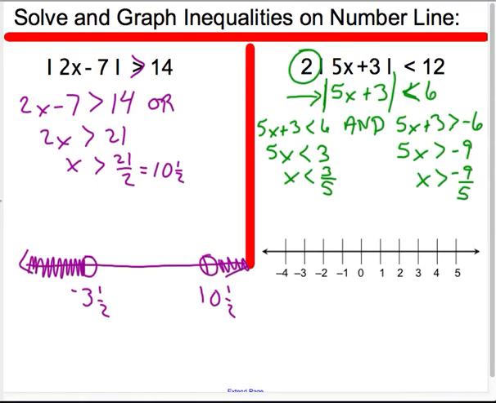So we've got the 3/5, which would be about here, and the negative 9/5, which is just shy of negative 2. If x is less than 3/5, that would shade this way. Greater than negative 9/5 would shade this way. So we know we did that right because they're meeting in the middle. We only shade where they're both true, so they only overlap in between the two answers.